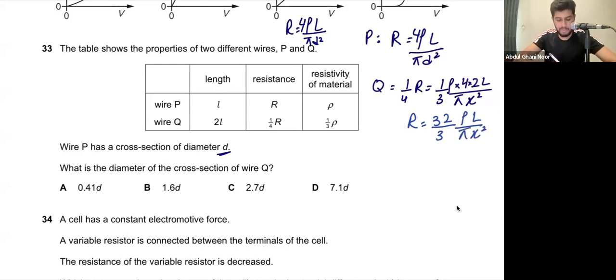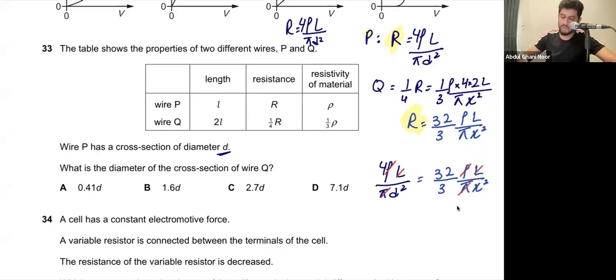Okay. We know this is R, this is R and this is R. Let's equate the two. What I notice is rho cancels out with this rho, L cancels out with this L, pi cancels out with this pi, and you are left with D squared, x squared, and these numbers. Shifting D squared to this side, shifting x squared to the other side, x squared is equal to 32 upon 3 into 4 multiplied by D squared.